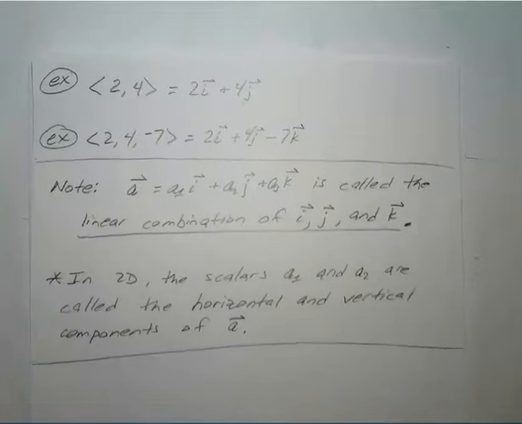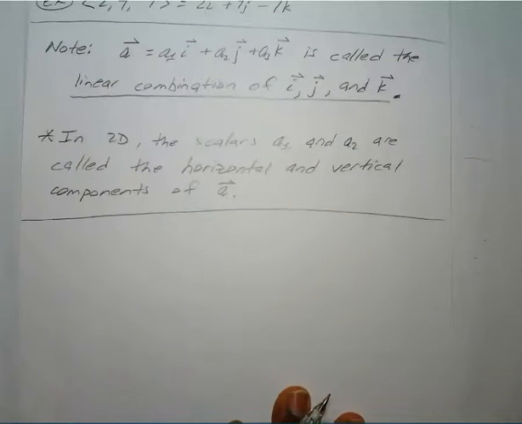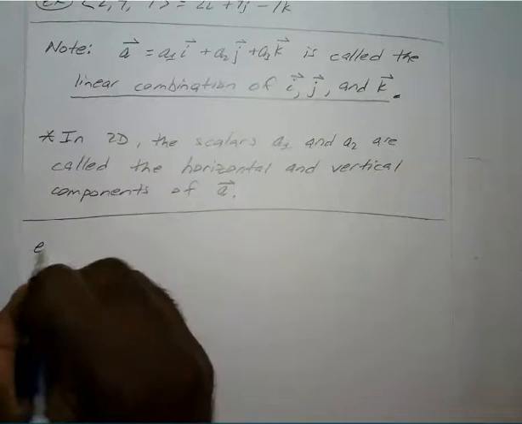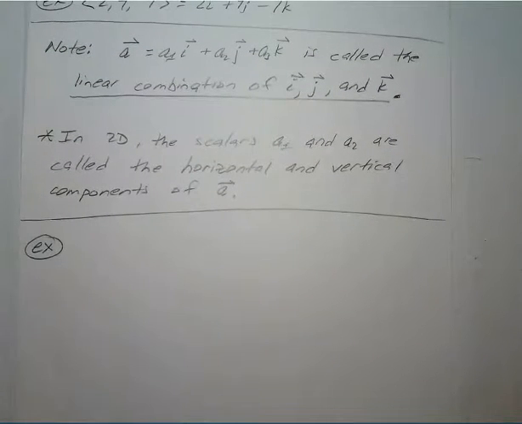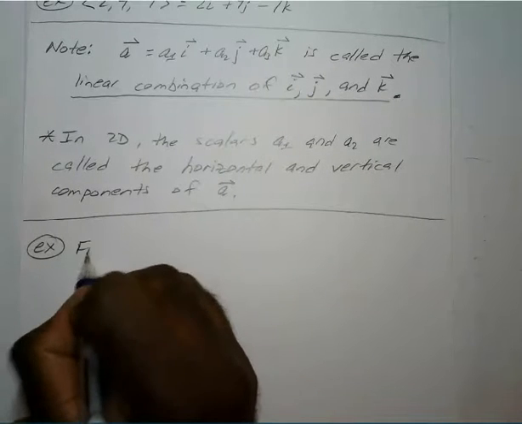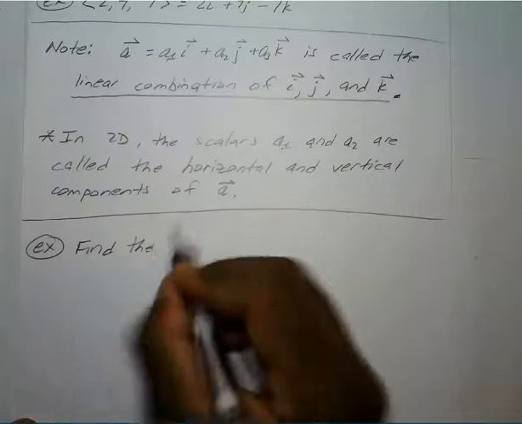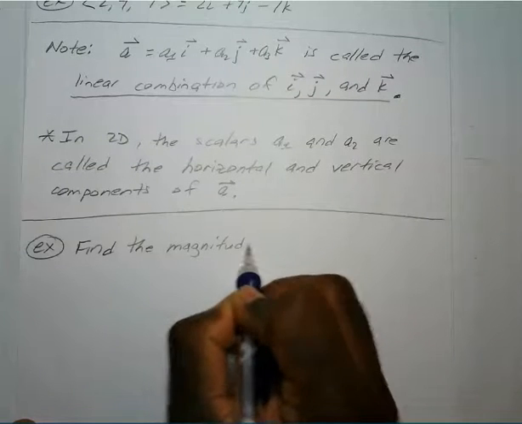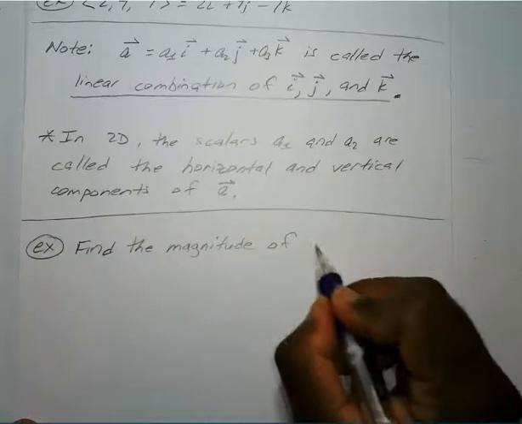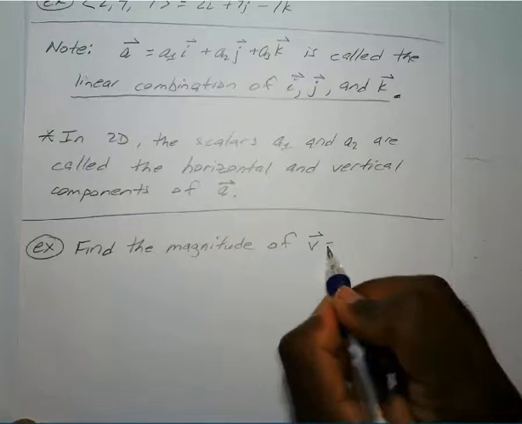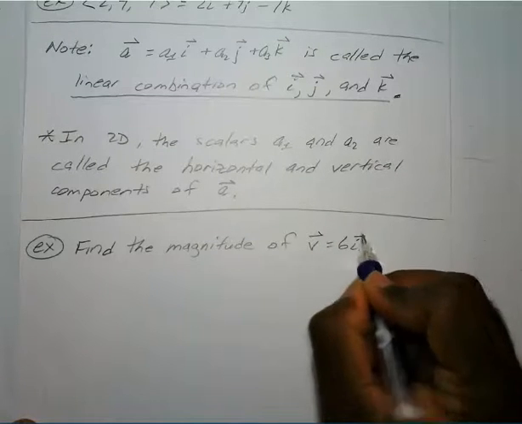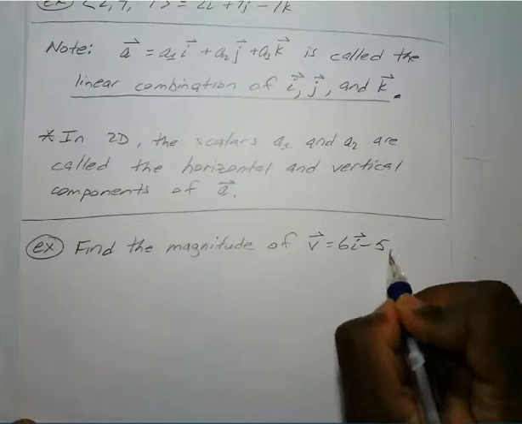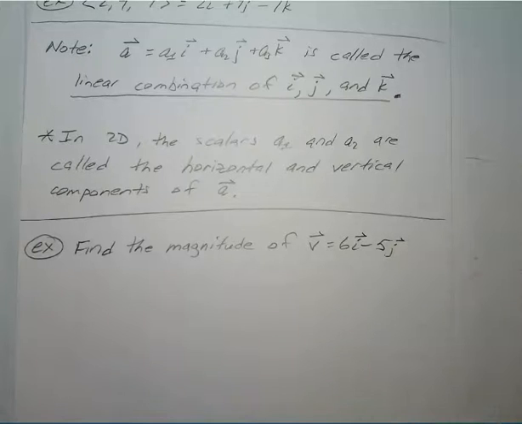So let's do a quick example to help you get familiar with the new terminology. What if we wanted to find the magnitude of the vector v equals 6 times the i vector minus 5 times the j vector?